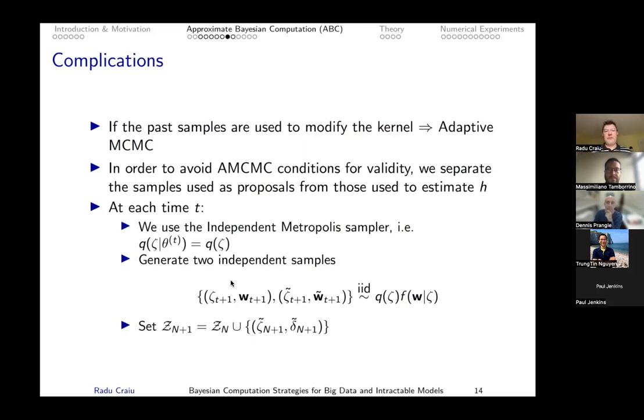But we're going to generate two. At each time, we generate two pairs, Xi and W, and one we use to update the chain, and one we use to add to the history. So that's how we bypass this dependence on past draws. In this way, the history and the trajectory of the chain are independent.